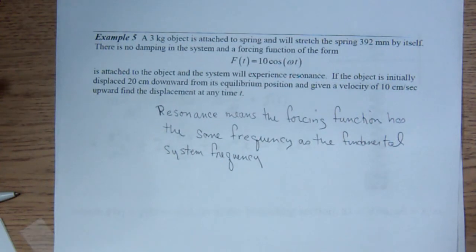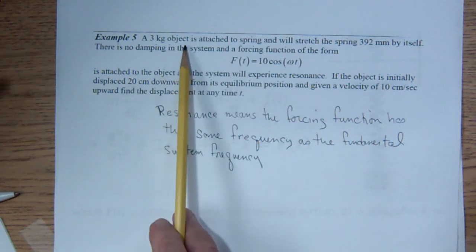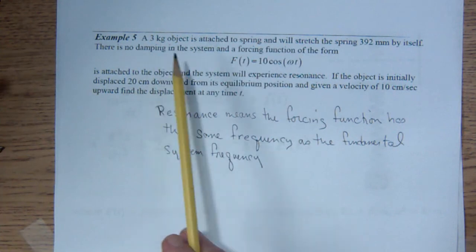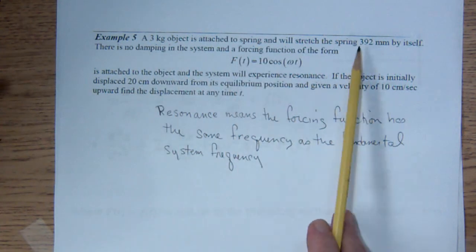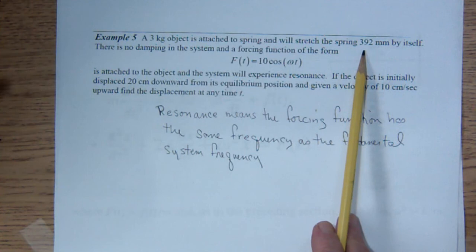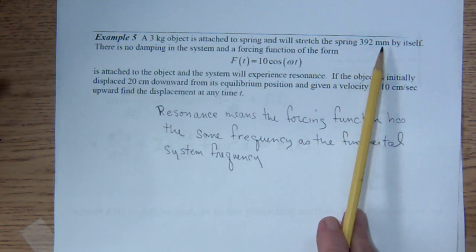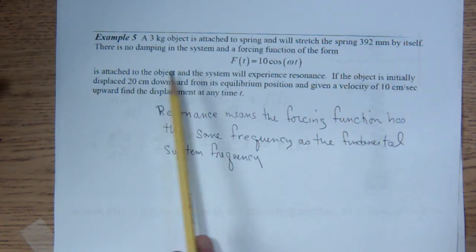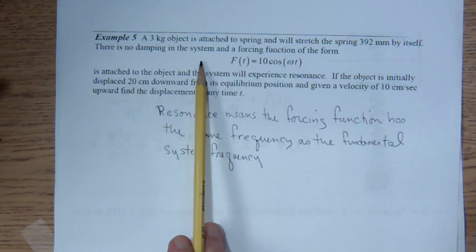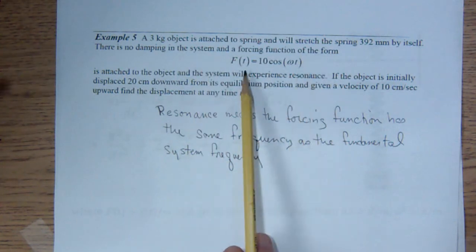Now this is different than the ones we've talked about before, maybe for the first time. We have a 3 kilogram object. We've started using the metric system. A 3 kilogram object, that is mass already, is attached to a spring, and it stretches the spring 392 millimeters. We have to think about the powers of 10 here by itself. There is no damping in the system, and the forcing function is of this form.